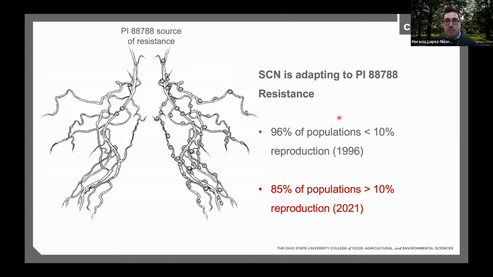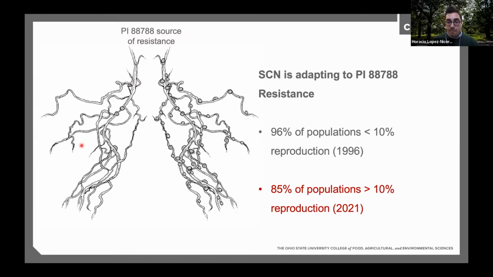So soybean cyst nematode was discovered in the United States in the 50s, 1954. Soon after, many places that grow soybeans started detecting the presence of the pathogen and reduction in yield. Soon after, of course, soybean breeders started screening and identifying different sources of resistance. One of them, PI 88788, very easily introgressed and deployed in high yielding soybean varieties.